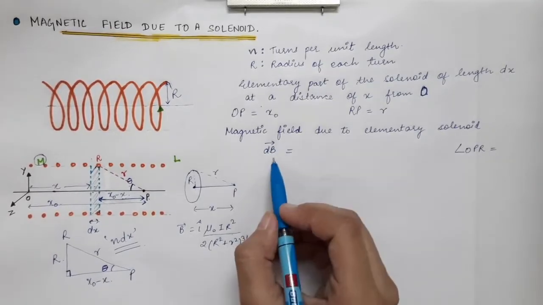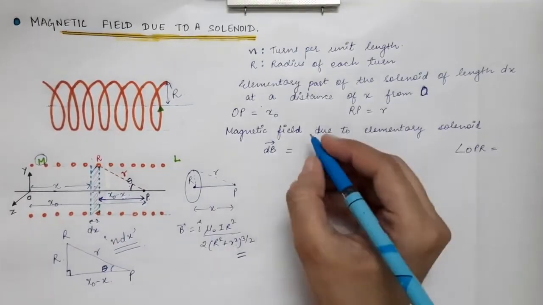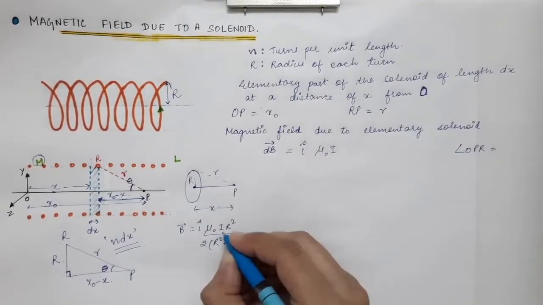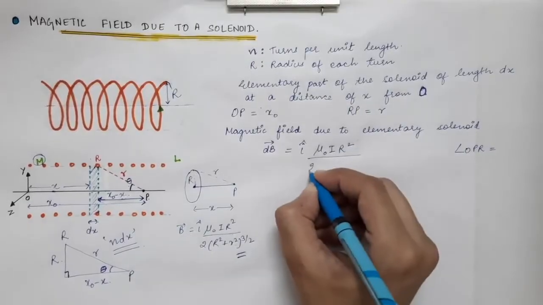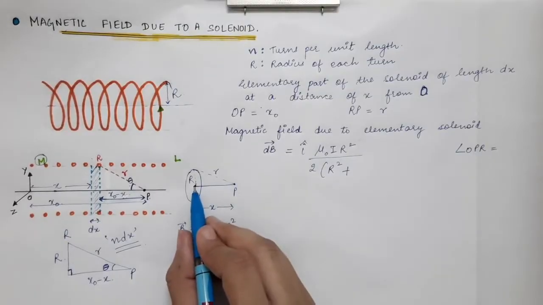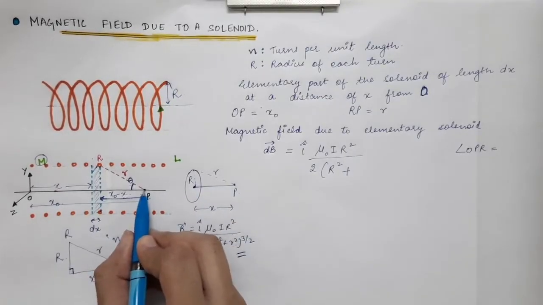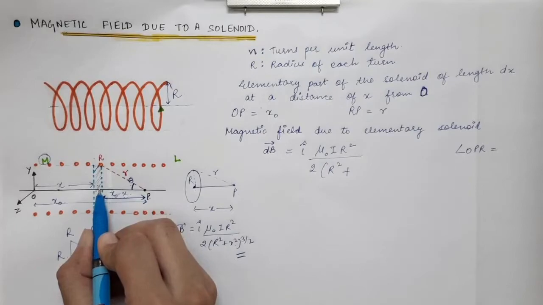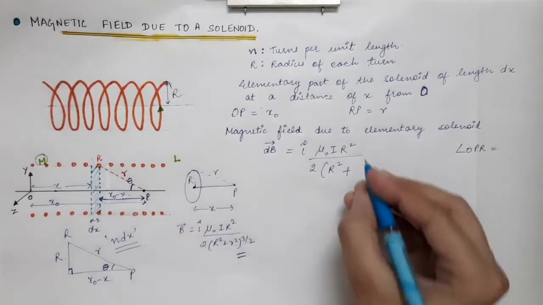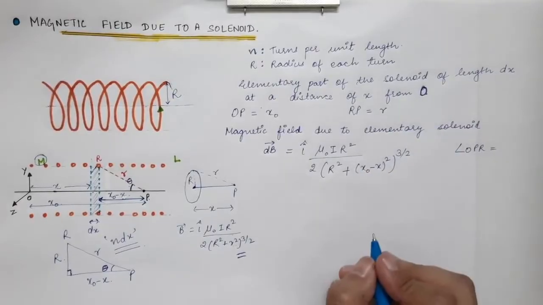So dB vector, which is the magnetic field due to this elementary part of the solenoid at this point P, will be mu naught as it is, capital I as it is, r square as it is, divided by 2, then r square as it is, plus we have x square. But x was the distance of the observation point from the center of the coil, and in this case the distance of the observation point from the center of this elementary part of the solenoid is equal to x naught minus x. So instead of x we will write x naught minus x, so we will have x naught minus x whole square power 3 by 2 as it is.